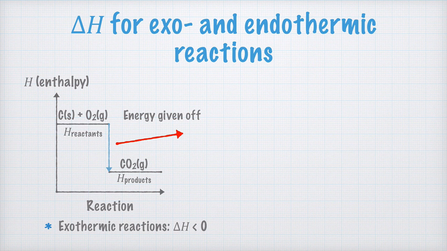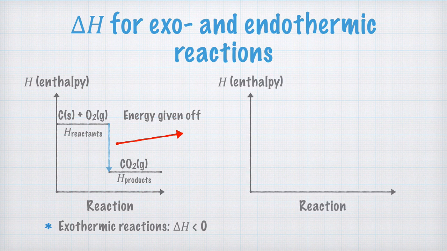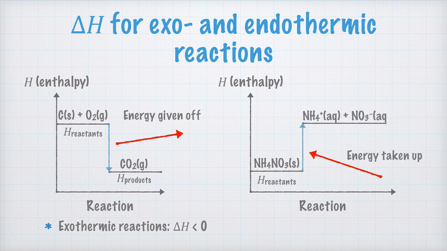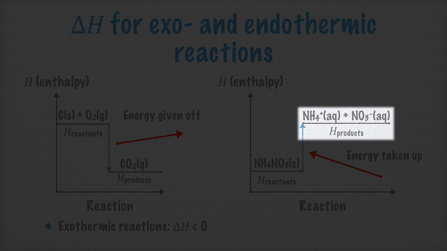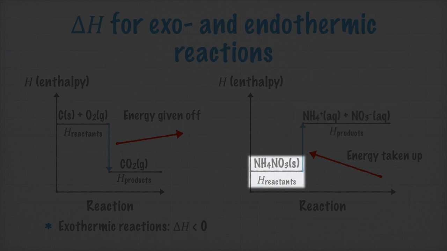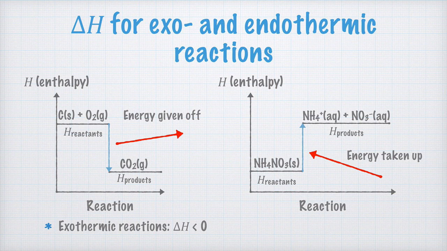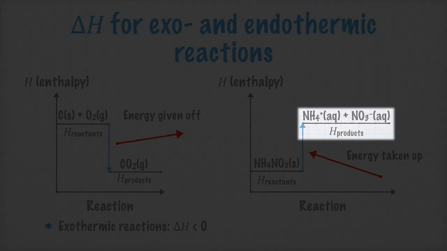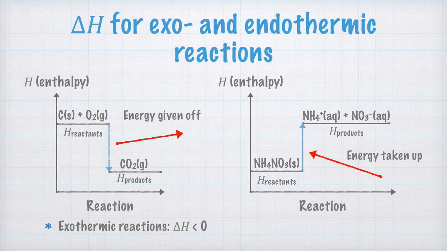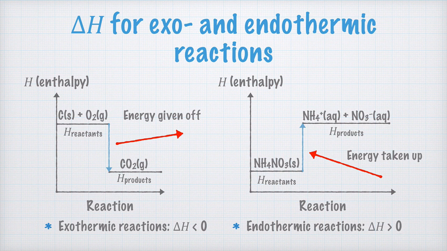So, how about endothermic reactions then? Let's look at what happens when solid ammonium nitrate is dissolved in water again. As the ammonium nitrate dissolves, energy in the form of heat is absorbed from the surrounding solution. Because of this, the enthalpy of the products is larger than the enthalpy of the reactant. And this leads to the change in enthalpy, the enthalpy of the products minus the enthalpy of the reactant, being positive. Thus, for endothermic reactions, delta H is always greater than 0.